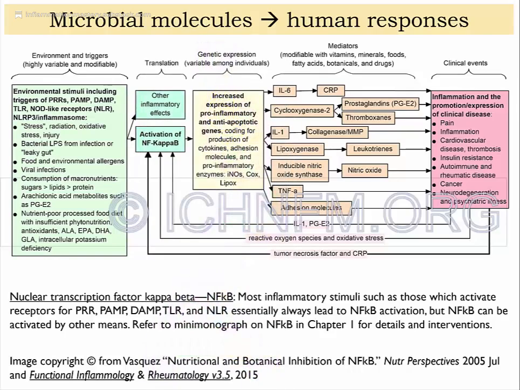So NF-kappa B stands for nuclear transcription factor kappa B. And again, this binds directly onto the DNA to trigger the increased expression of certain genetic patterns, we might say, and in this case, those patterns are related to inflammatory responses. Whether that's interleukin 6, cyclooxygenase, interleukin 1, lipoxygenase, iNOS to increase production of nitric oxide, or tumor necrosis factor alpha.